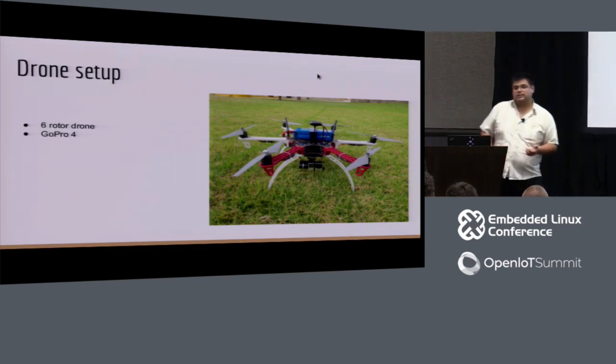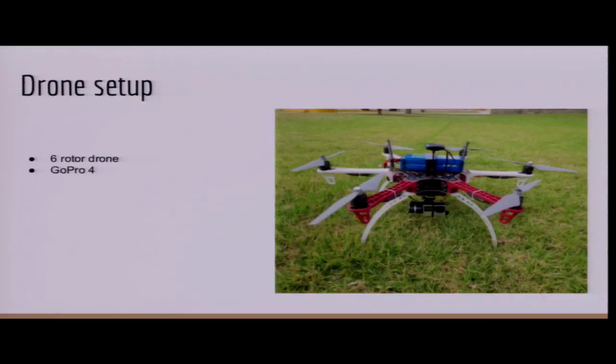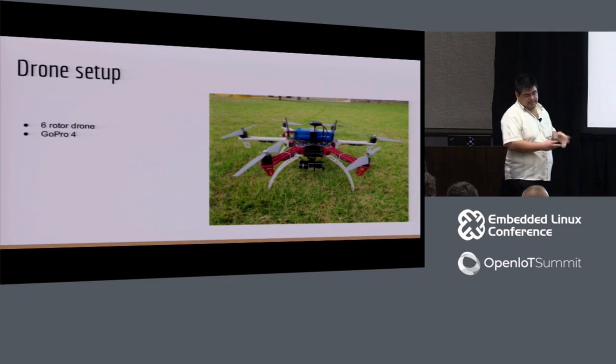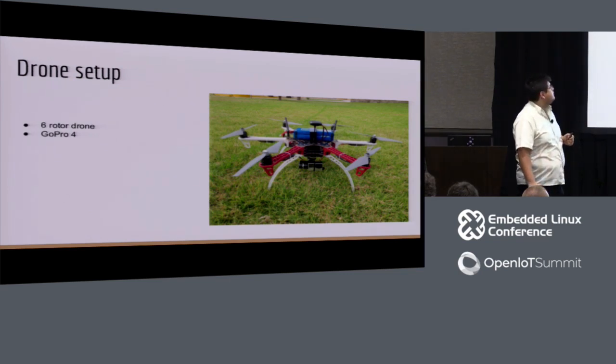What about drones? Normally, drones use a camera to recognize the environment, and here we have a 6-rotor drone which is using a GoPro 4. As I told you, the size is important, so the GoPro 4 is small. Here we integrated a small board that communicates with the GoPro 4 and do some flights.